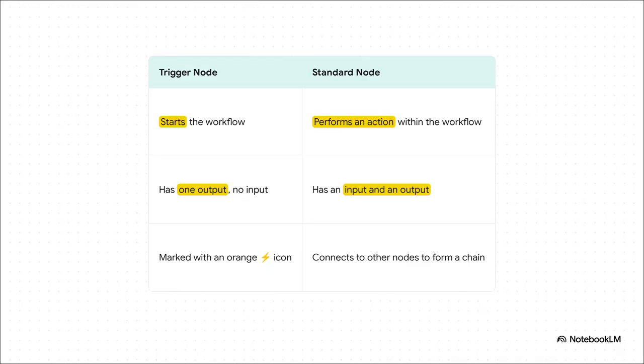But not all nodes are created equal. There are really two main types you've got to know. First up, the trigger node. You can always spot it by that little orange lightning icon. It has one job and one job only: to start the workflow. Maybe it's on a schedule, or maybe it kicks off when a form gets submitted. Whatever it is, it's the starting gun. Every other node is a standard node. These are the workhorses that take data in, do something with it, and then pass it along to the next step.